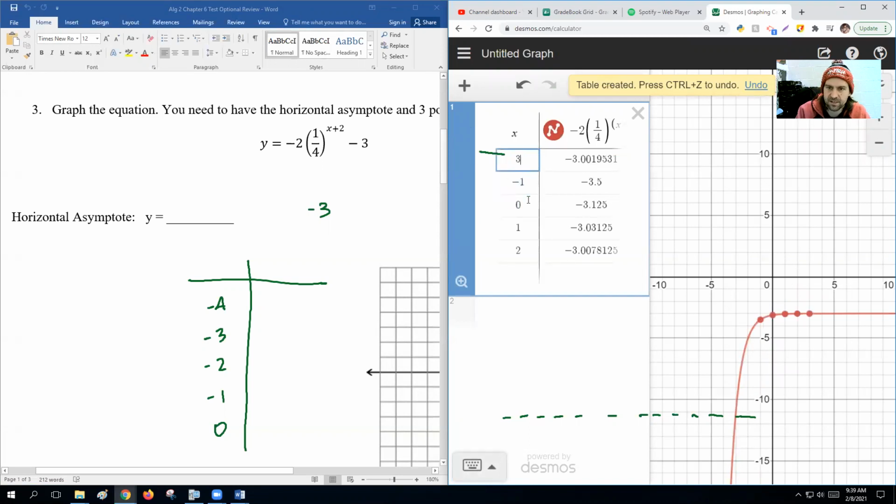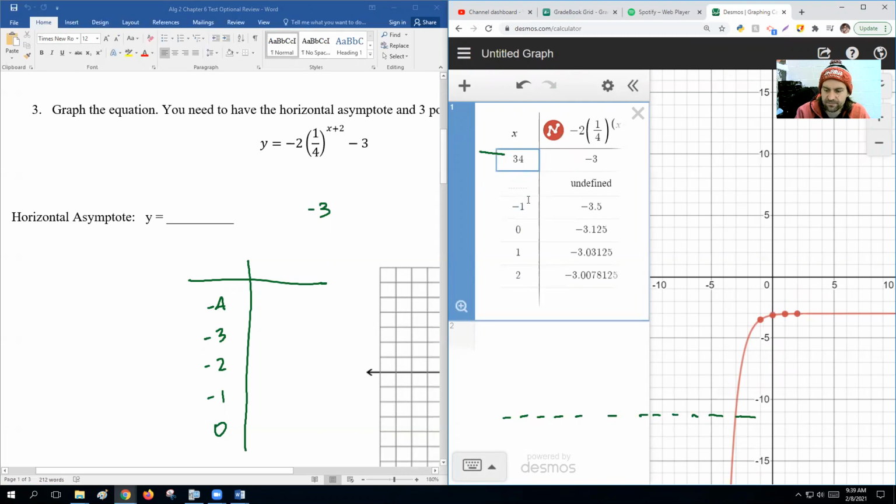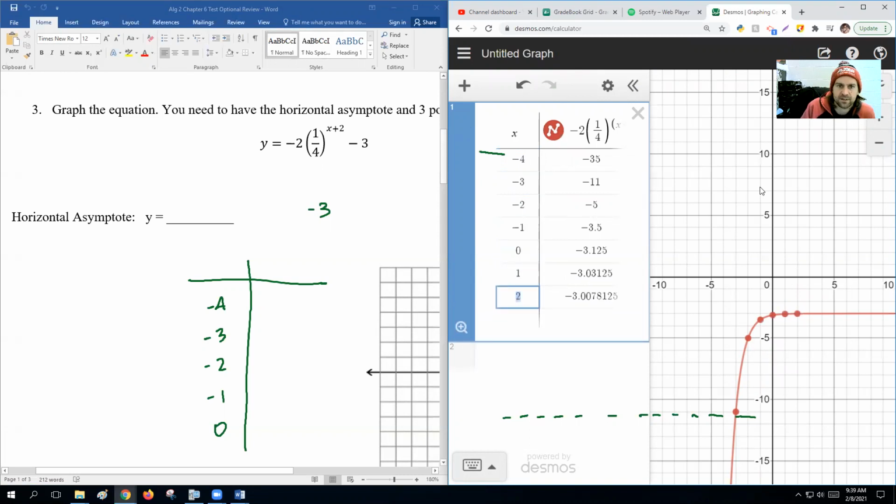You know what, I'm just going to take these in -4. Oh, that's not -4, -4, -3, -2, -1, 0. Might as well put +1 up here as well. There we go. So if we try to graph some of these numbers, we got -35, -11, -5, -3.5, -3.125, and even at 1 is -3.03125. So very small.